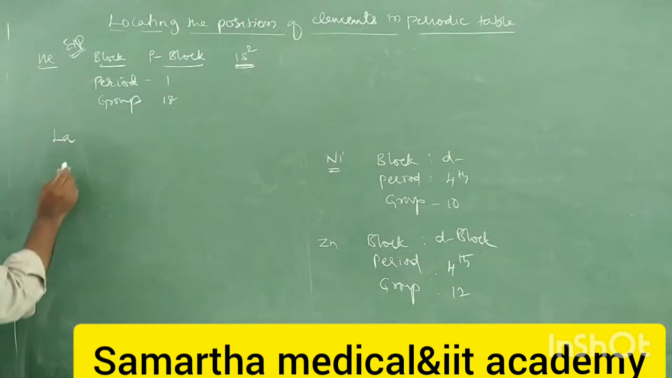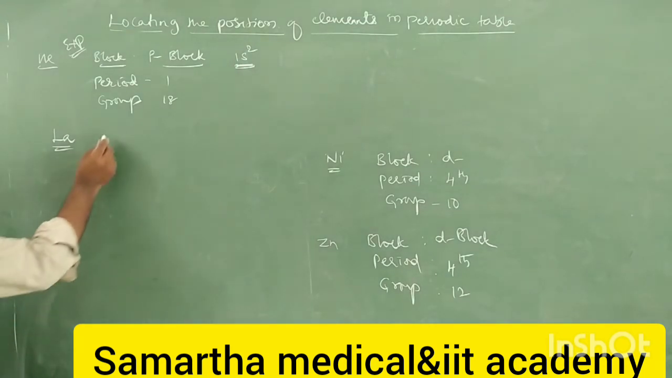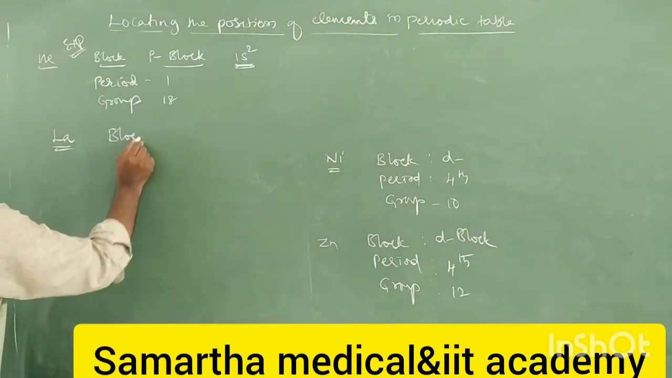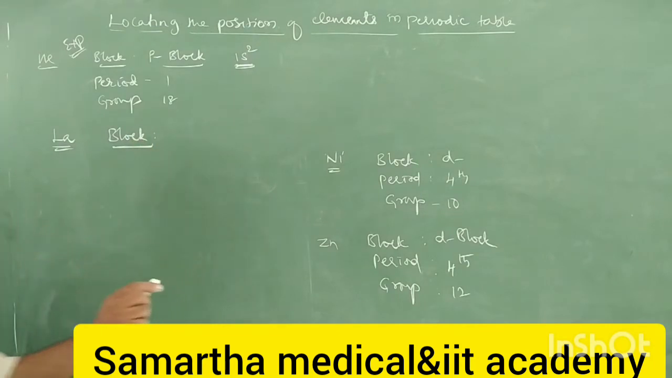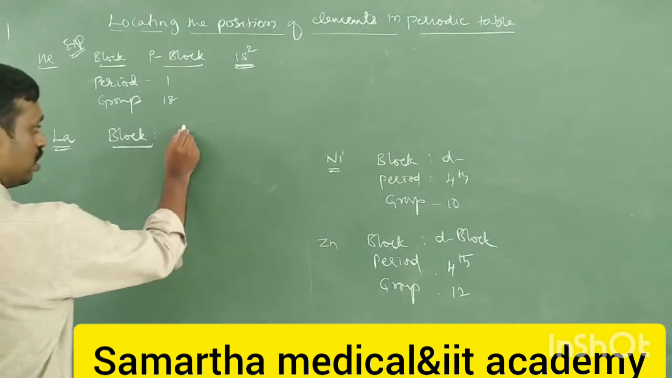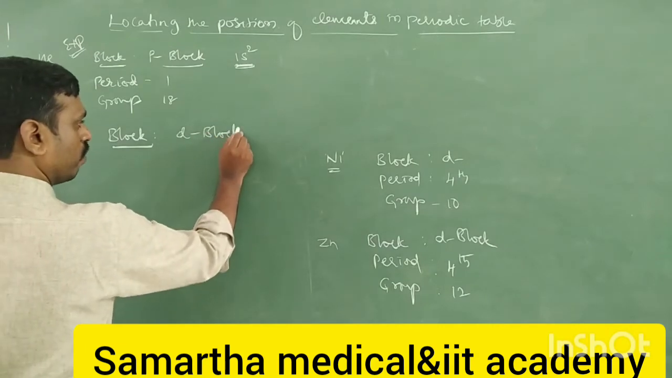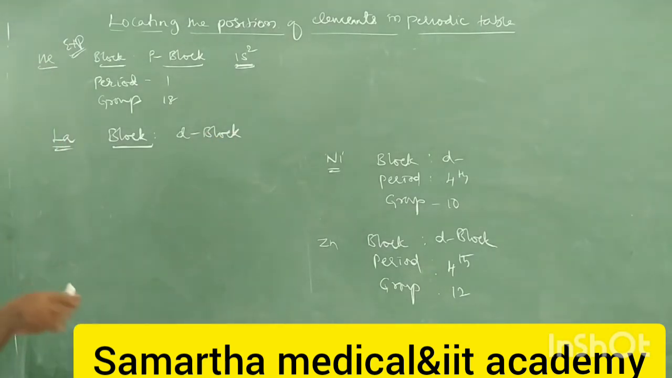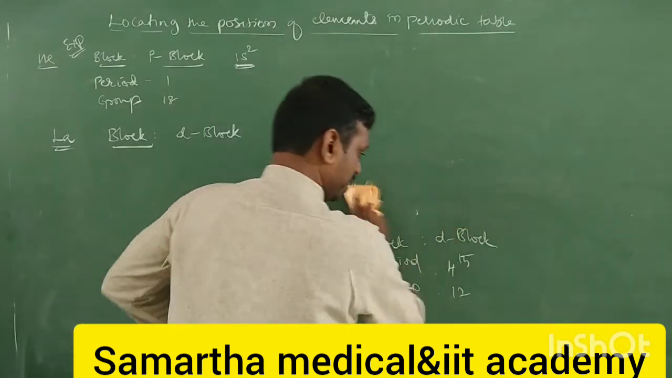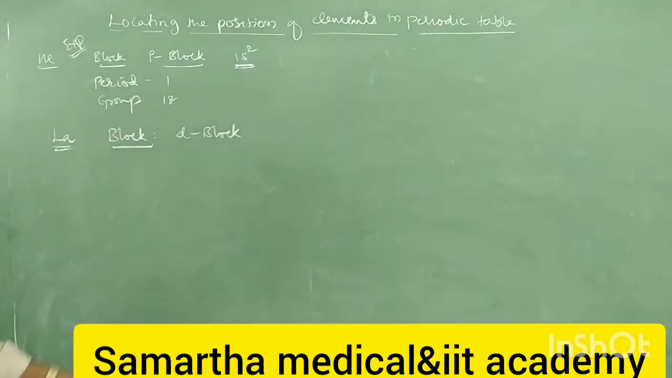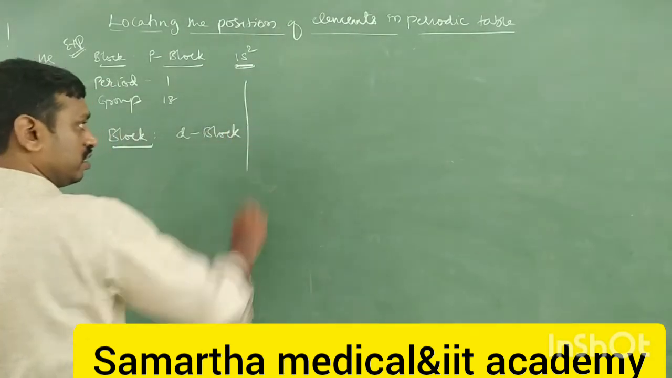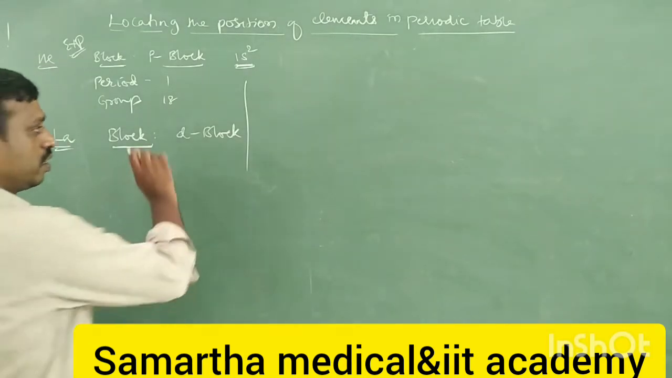Next, tell me, lanthanum. Lanthanum is in the 6th period, third group. Which block does lanthanum belong to first? Is it d block or f block? Lanthanum is a d block, but lanthanides are f block. So therefore it is a d block element. Can you tell me why? You should remember the electronic configuration. So better remember the electronic configurations of lanthanum and actinium. There is no other way. You must remember.